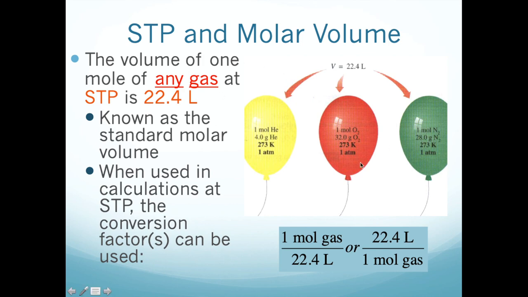Okay, so notice here we have 3 balloons. We have 1 mole of helium, 1 mole of oxygen, and 1 mole of nitrogen. They all take up a volume of 22.4 liters. But now, remember, elements don't have the same molar masses. So 1 mole of helium weighs 4 grams, because helium's 4 grams per mole. You can look this up in your periodic table. Oxygen molecules weigh 32 grams per mole. So this balloon would weigh 32 grams. And nitrogen would weigh 28 grams, because nitrogen molecules have the molar mass 28 grams per mole. Okay, so that's the difference in mass, but the volume is constant for all three.